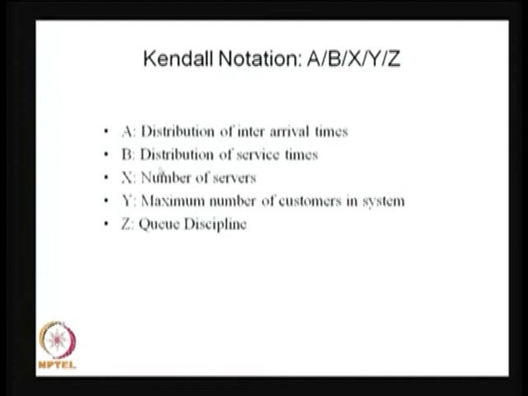The third one, X, whatever number you write, is the number of servers in the system. The fourth one is the capacity of the system. The fifth one is the queuing discipline, whether it is first come first served, last come first served, priority, random, and so on. Now I am going to give the different possible values for these letters.